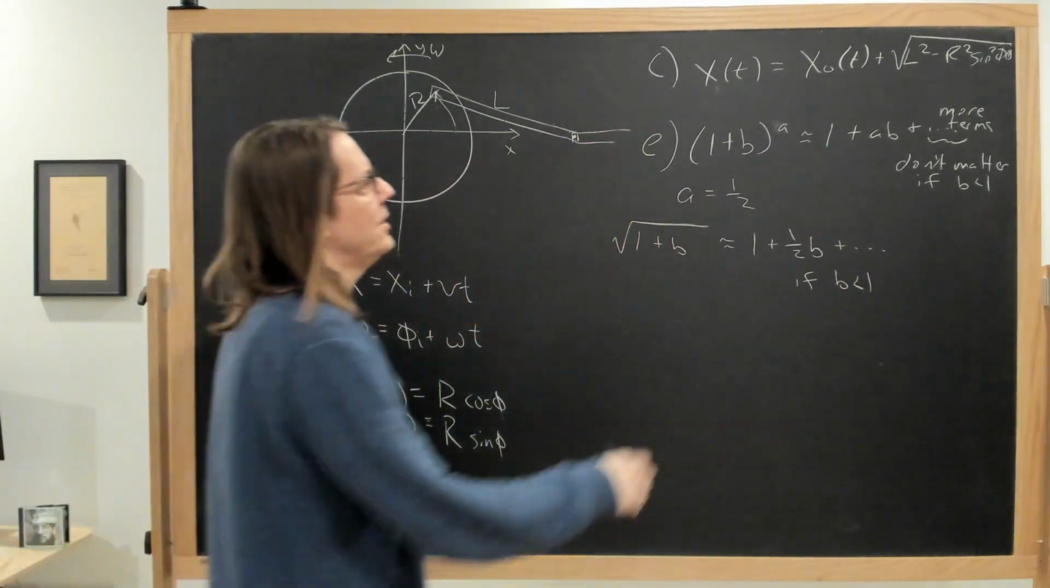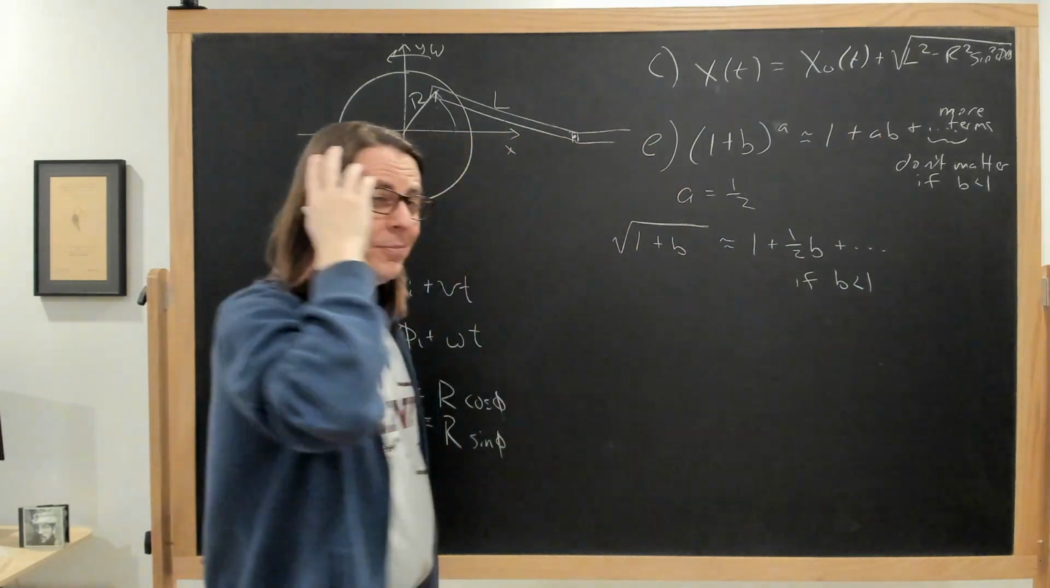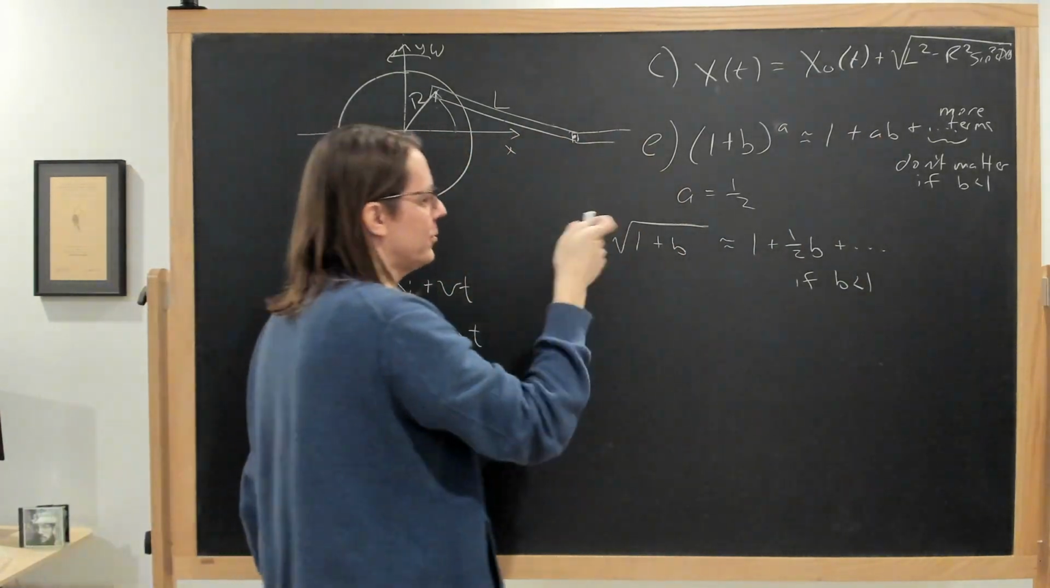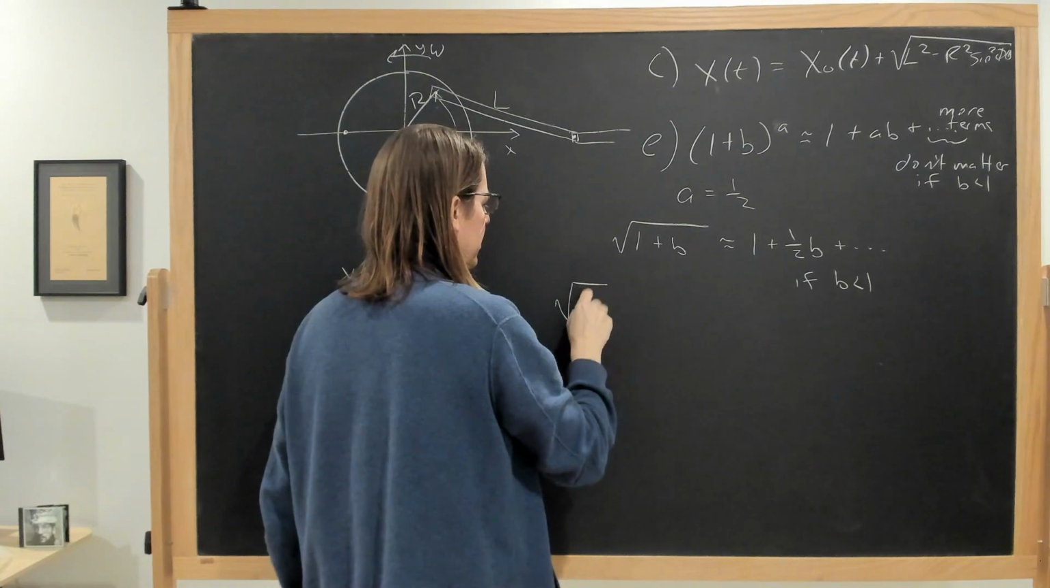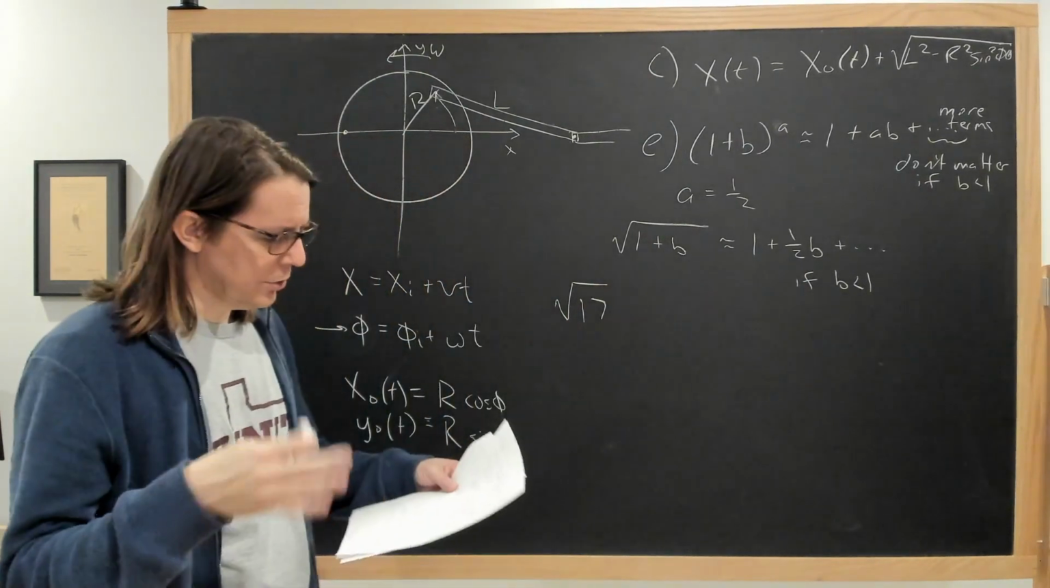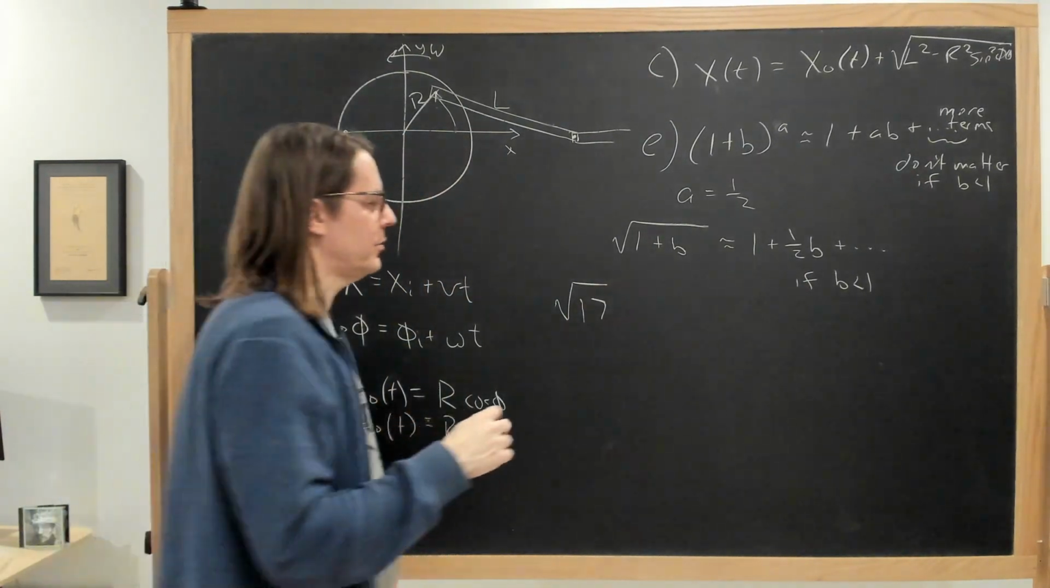So you've got to figure out how to get this to kind of look like that, all right? I'll give you an example. Let's see if this works. What's the square root of 17? Oh, you could do it on your calculator. Let's do it this fun expansion way.